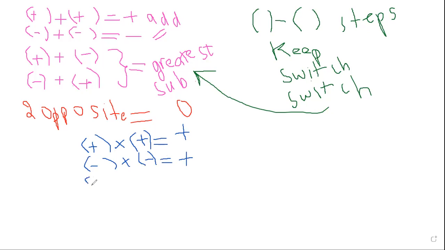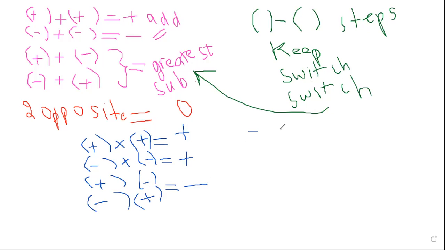But if we are multiplying different signs, for example, a positive multiplied by a negative, or a negative multiplied by a positive, my answer will be negative. It will always be negative. So the rules of multiplication: if we are multiplying same signs, my answer will always be positive. If we are multiplying different signs, my answer will be negative.